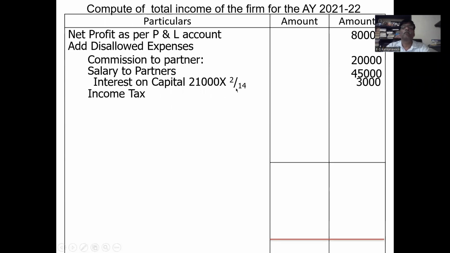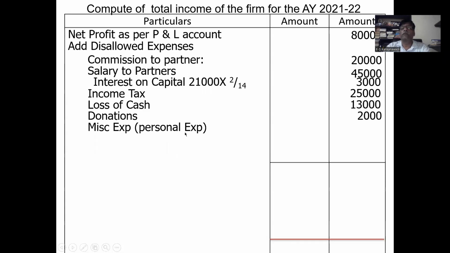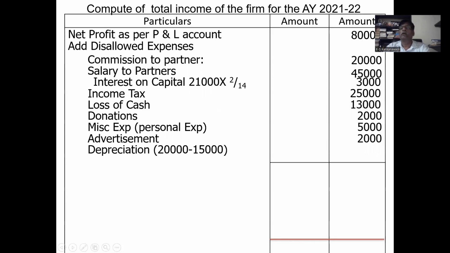Next, income tax disallowed. Loss of cash kept in the residence disallowed. Thereafter, donation disallowed. Miscellaneous expense, personal expense of partner disallowed. Advertisement disallowed, not related to business. Depreciation 20,000 minus 15,000, 5,000 disallowed. Car expense 1/3 is disallowed, 2,000. Okay. If you take the total, this total is 2,200.